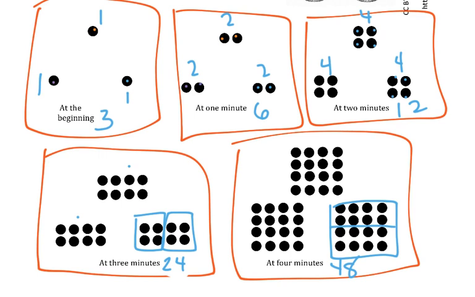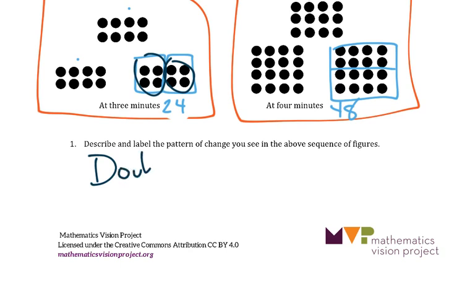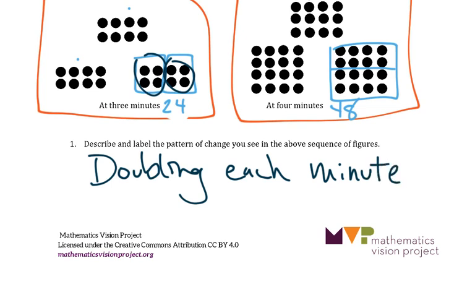Well, let's see. Looks like for each spot, we're taking that same amount, and we are then doubling it, okay? So we could say that our pattern is we are doubling each minute. Okay, or mathematically we call that multiplying by 2. Okay, so there's our pattern.